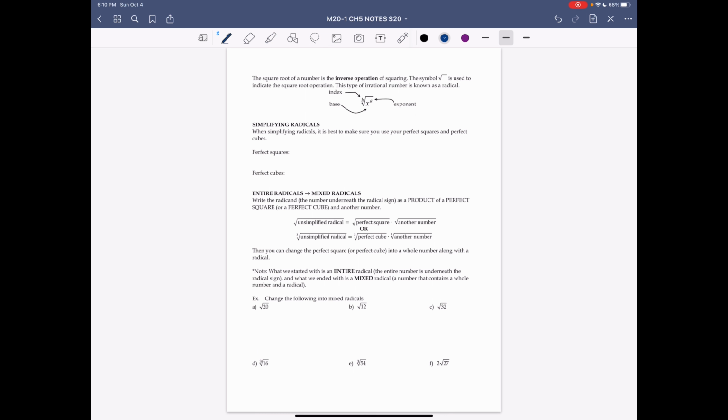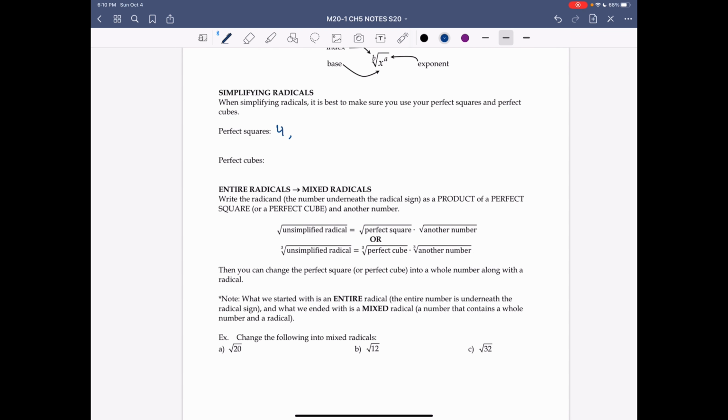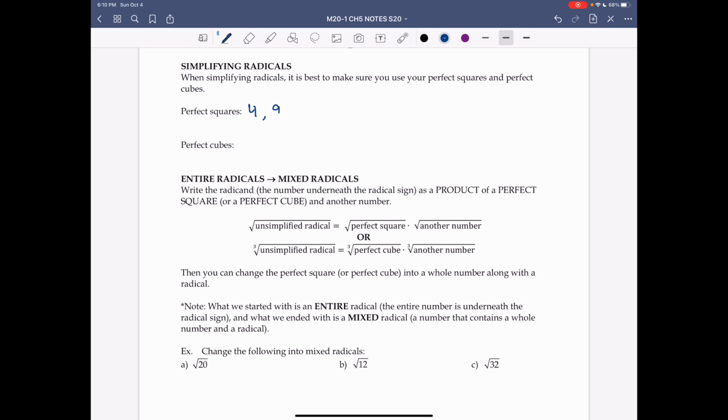So 1 squared is 1, but it doesn't really help us. We start at 2. 2 squared is 4. 3 squared is 9. 4 squared is 16, 5 squared is 25, 6 squared is 36, 7 squared is 49, 8 squared is 64, 9 squared is 81, 10 squared is 100, 11 squared is 121, 12 squared is 144, and so on.